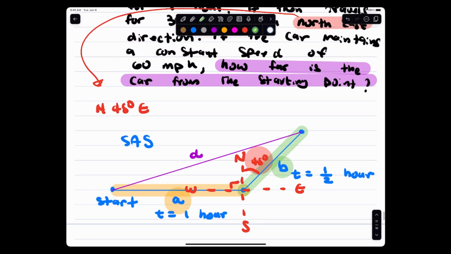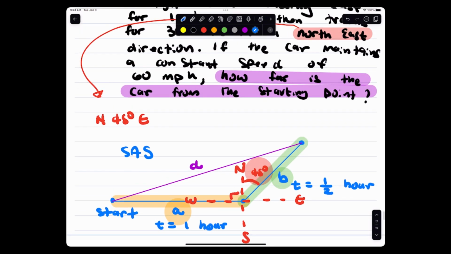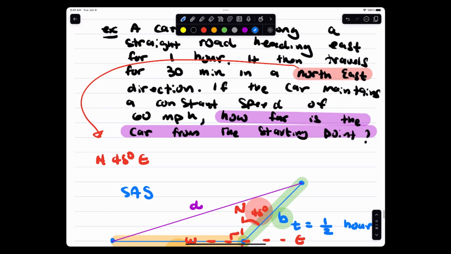Could you guys tell me what the distances are going to be? What is A going to be? I need that distance. I still need a rate for A. I have a time. For B, I need a rate. I have a time. The time for A is 1, and the time for B is 1/2. Is that true? But what's the rate? How do you guys know the rate? What's the rate here?